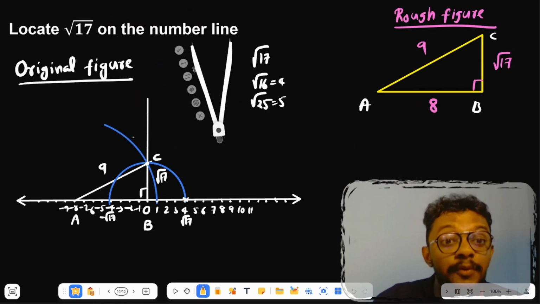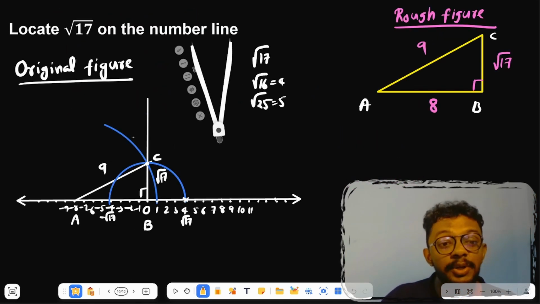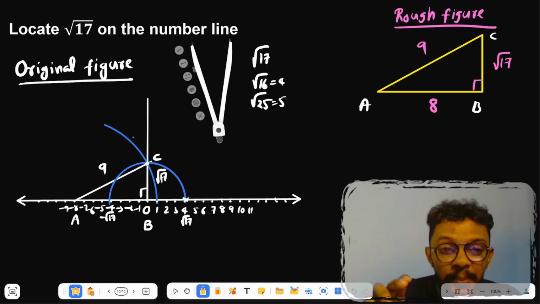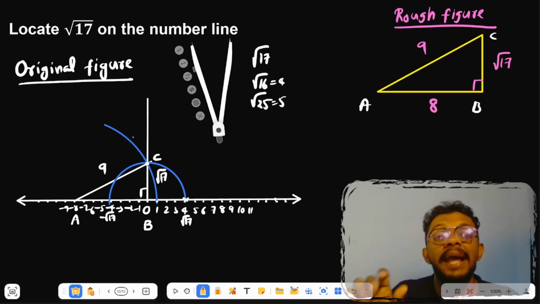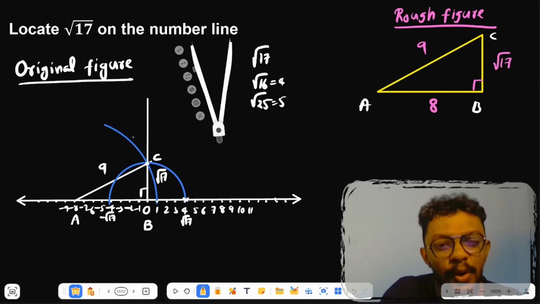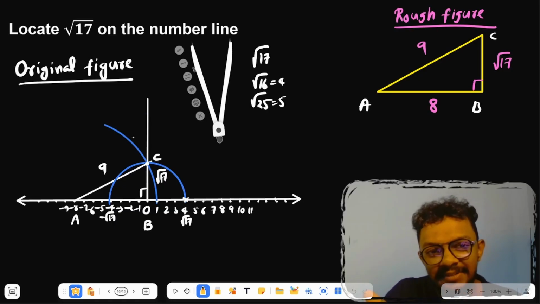In our question, it was root 17. I took base 8 and hypotenuse 9, and automatically I got root 17. If we got root 17, we have the compass. Using that compass, I can represent it anywhere on the number line. So I represented it from 0 and I got root 17.